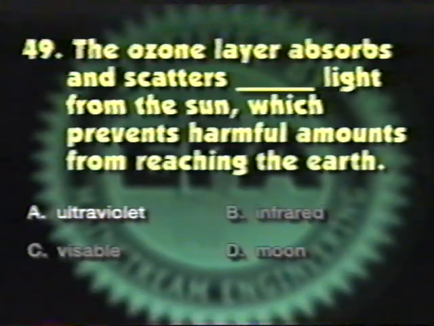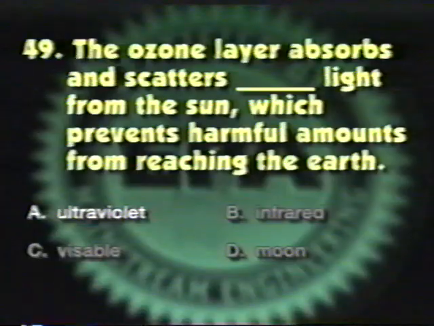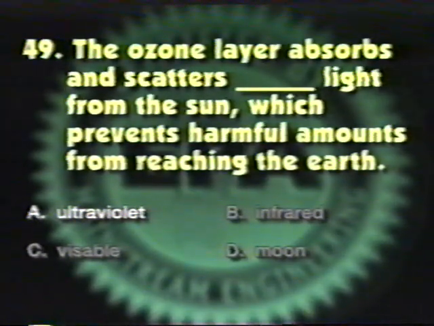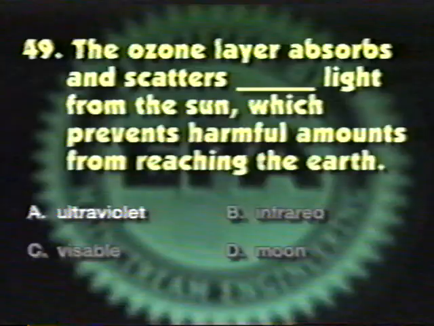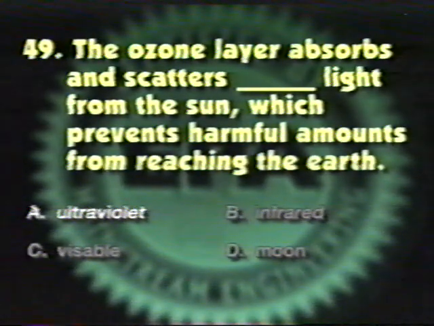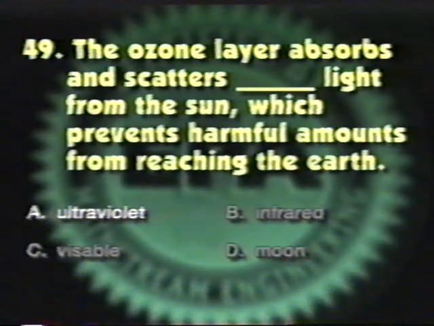The answer is A. The ozone layer consists of ozone in the stratosphere, high above the Earth at an altitude of between 7 and 28 miles. It's formed by ultraviolet or UV light from the sun acting on oxygen molecules. The ozone layer absorbs and scatters ultraviolet light from the sun, thus preventing harmful amounts of ultraviolet light from reaching the Earth. For this reason, it is often referred to as the ozone shield.